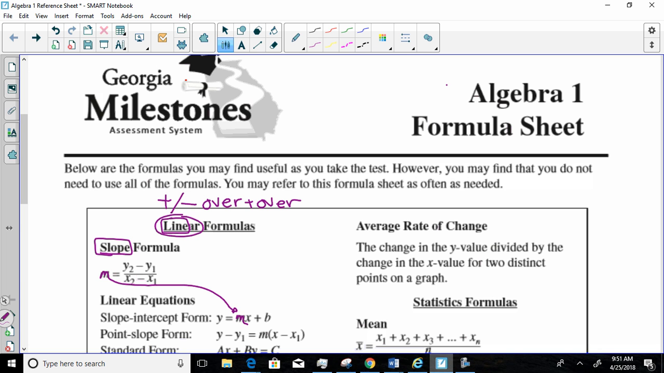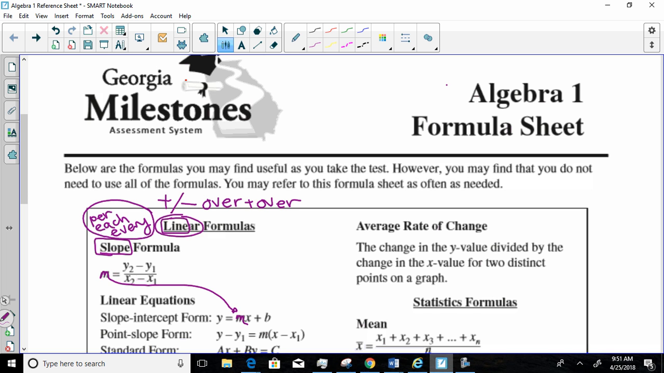What words do I see when I'm reading a word problem that tell me something's a slope? Per. What else? Each. Every. So if I see like $10 per day, you're adding $10 each day for every. Things like that. When I'm reading a word problem, I know those words usually refer to my slope.